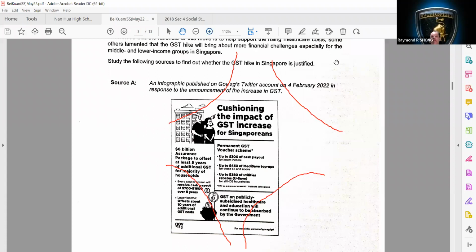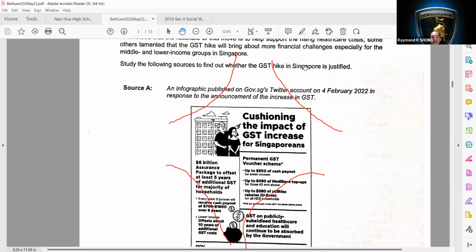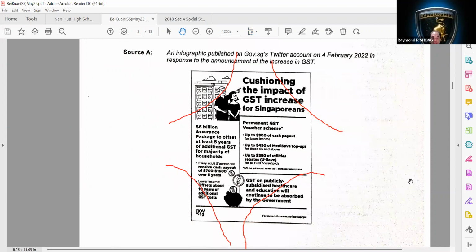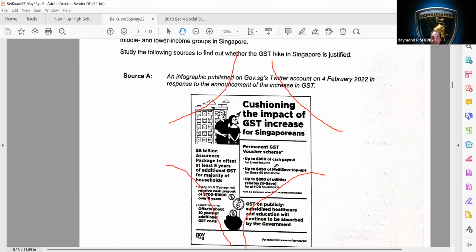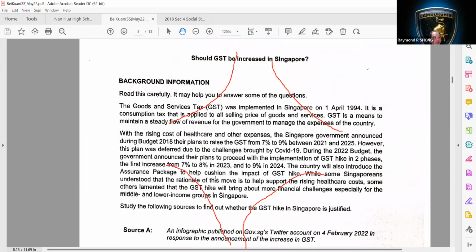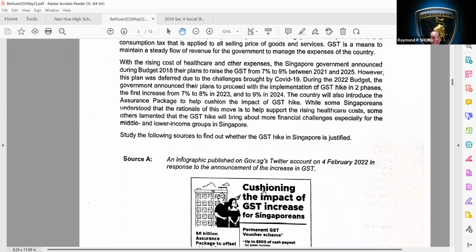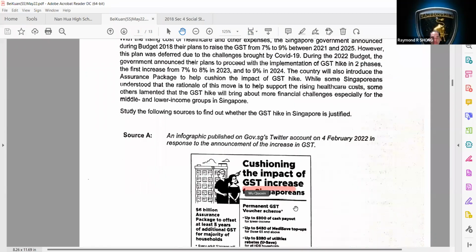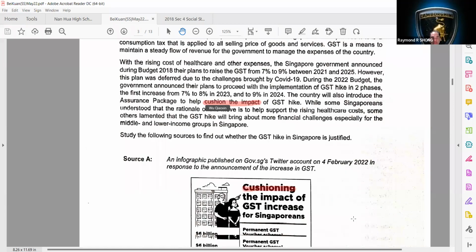So they said on the 4th of February 2022, in response to the announcement of this. So for this one, definitely I will be using, you see, assurance packages to help cushion. You realize that? Danny, you see the word cushion here? Cushion. And then here you see cushioning. So definitely I will use this to prove this one. Thank you. Well done.